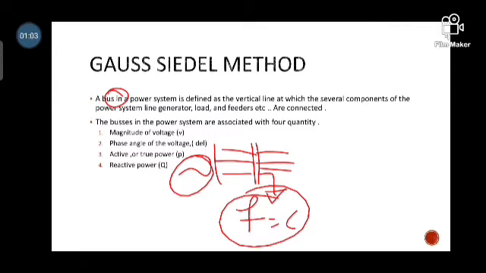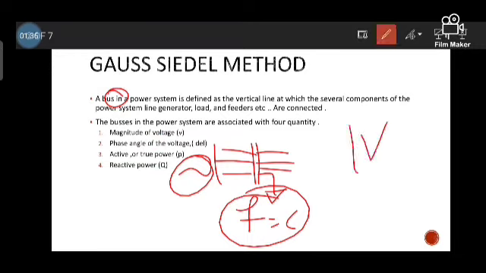A bus in a power system is defined as a vertical line at which several components of the power system, like generator, load, feeder and transmission line, are interconnected to a single bus. The buses in the power system are associated with four quantities: the magnitude of voltage, the phase angle of the voltage, delta, the active power P, and the reactive power Q.